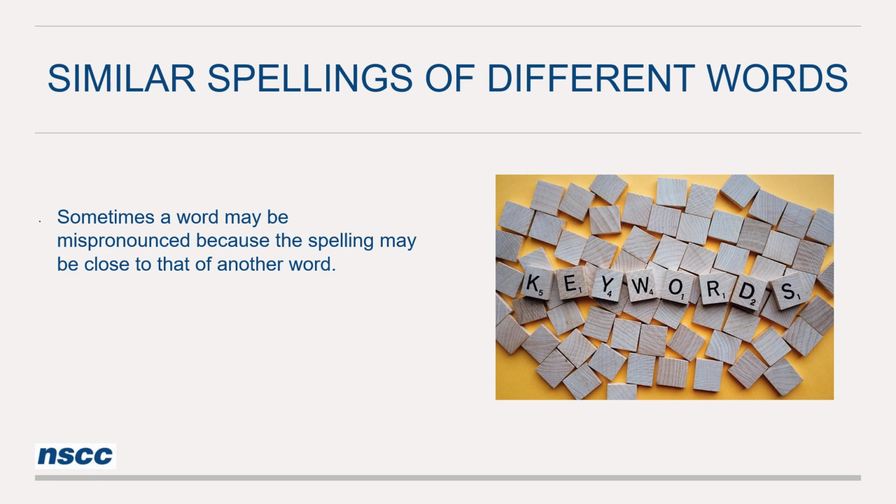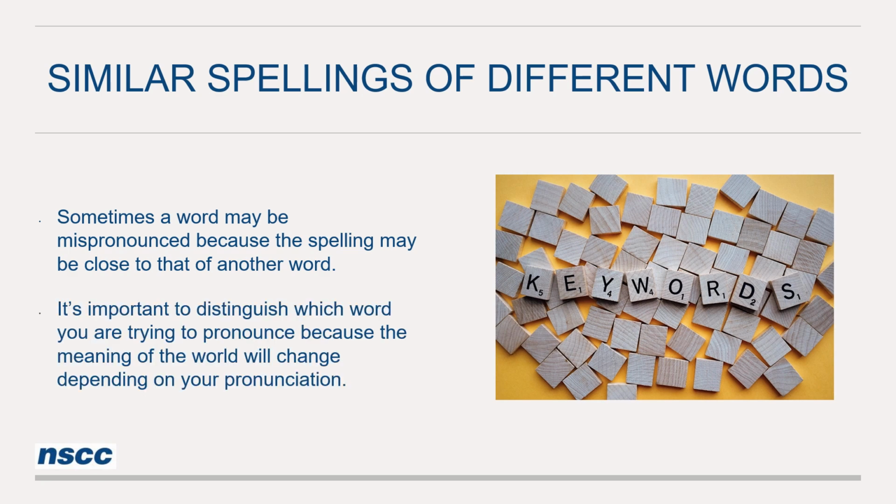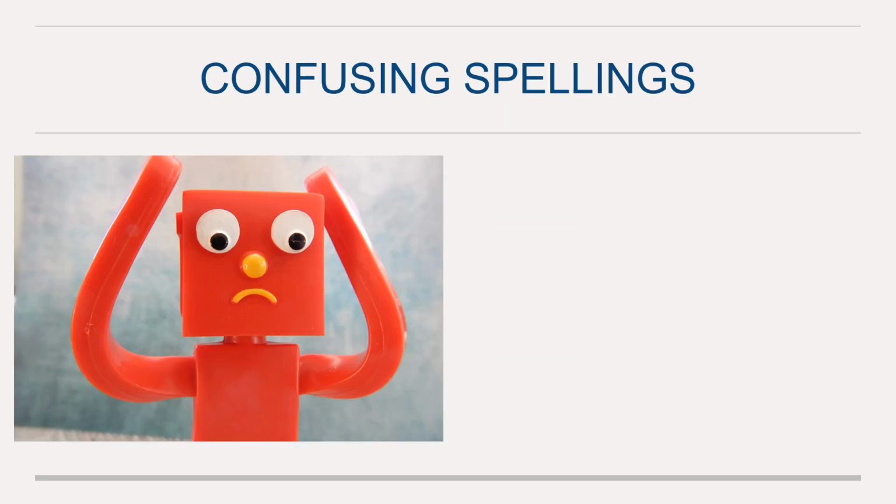Sometimes a word may be mispronounced because the spelling may be close to that of another word. It's important to distinguish which word you are trying to pronounce because the meaning of the word will change depending on your pronunciation. Also, there are many English words that have confusing spellings. When you change the spelling, it really changes the pronunciation of the word. Here are some examples.